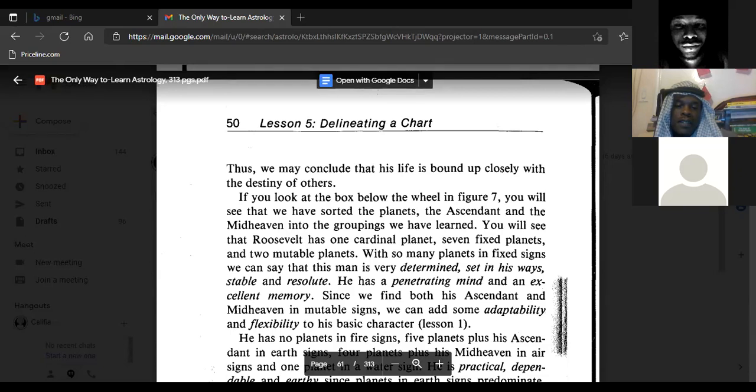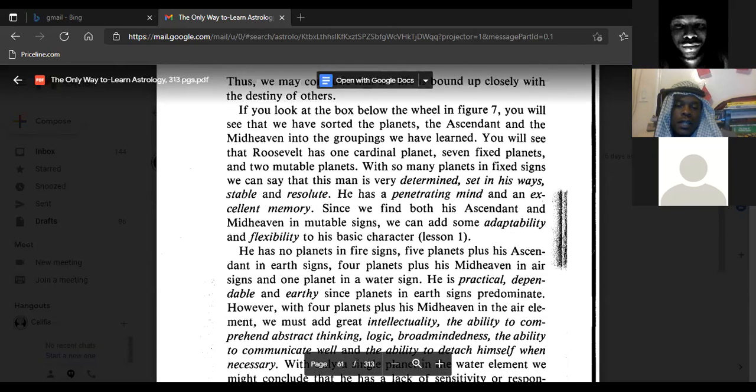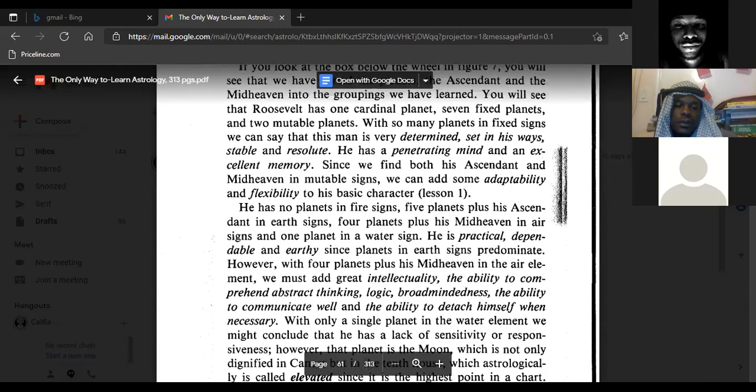Since we find both his ascendant and midheaven in mutable signs, we can add some adaptability and flexibility to his basic character, as we learned in lesson 1. He has no planets in fire signs, 5 planets plus his ascendant in earth signs, 4 planets plus his midheaven in air signs, and 1 planet in water sign.